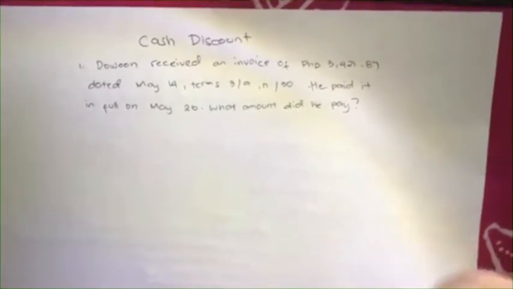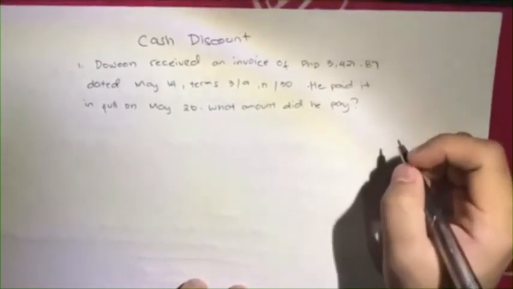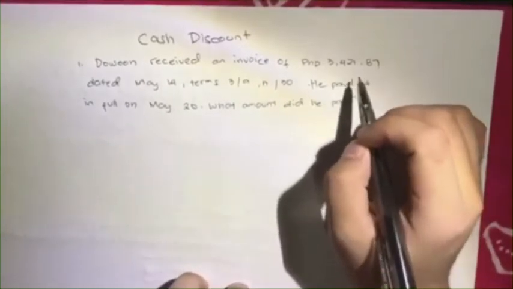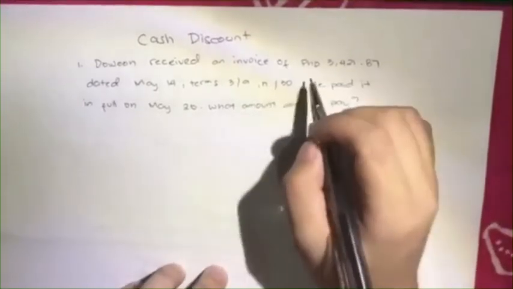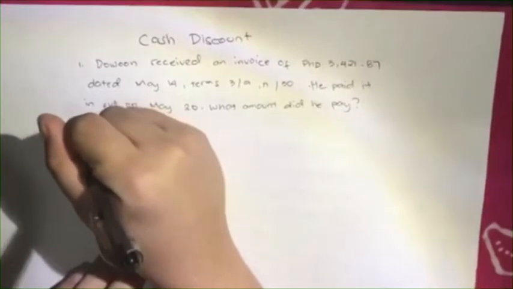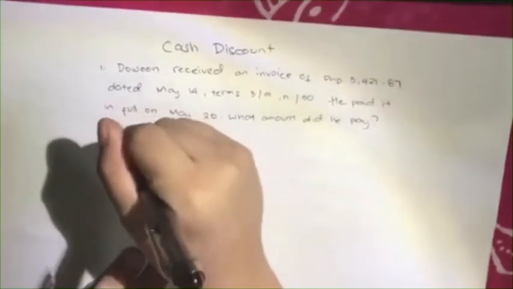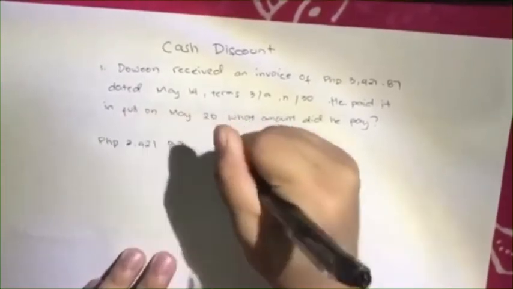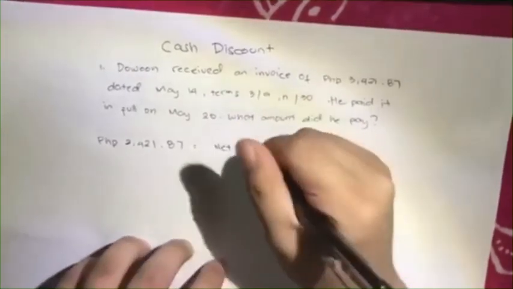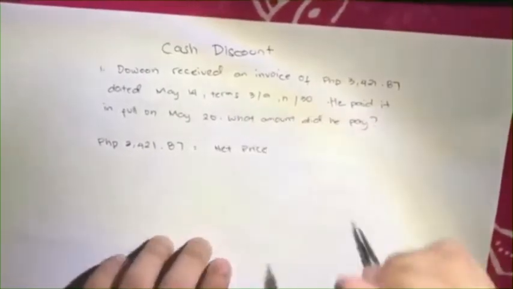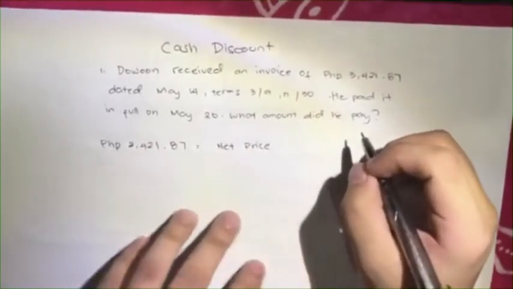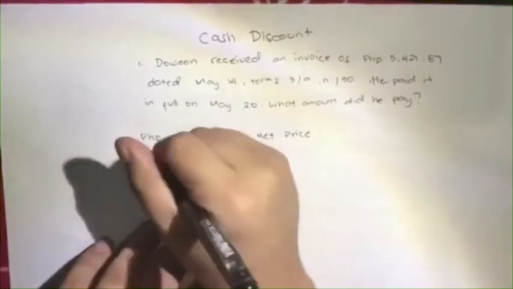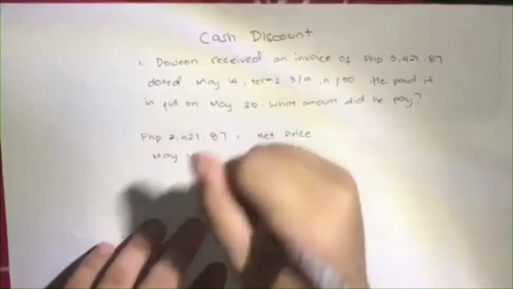So first, identify natin yung mga given na value. So, dito, receive an invoice of 3,421.87. It means, ito pa lang yung nakalagay sa resibo. So, ang 3,421.87 is net price dahil hindi pa siya yung babayaran mo. Ayan pa lang yung nakalagay sa resibo or yung original price. Dated May 14. So, May 14 is our invoice date. Kung kailan yan na-receive.